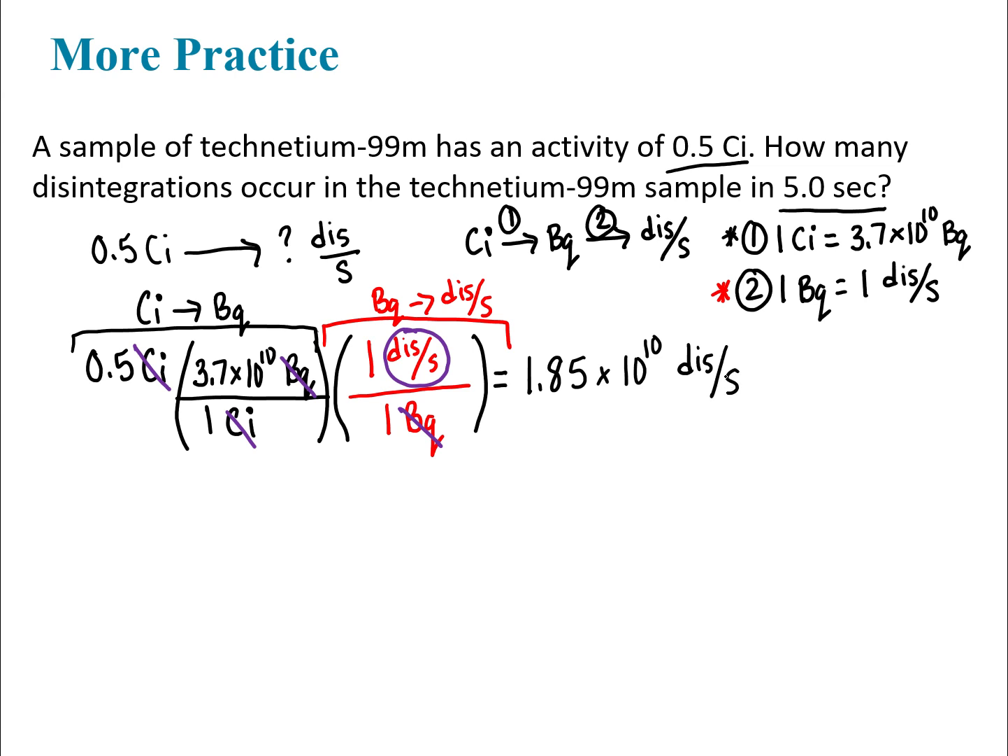So you should get 1.85 times 10 to the 10 disintegrations per second. So all we did was figure out we had 0.5 curies, and we figured out that that equals 1.85 times 10 to the 10 disintegrations per second. Now we need to take this and figure out how many disintegrations occur in 5 seconds.